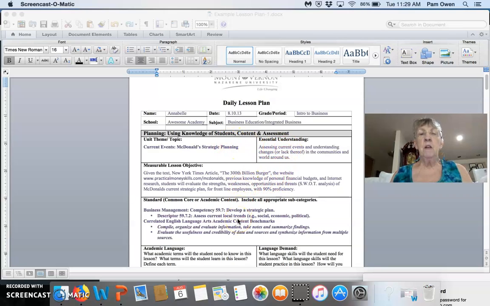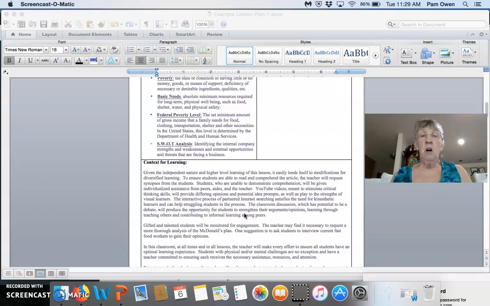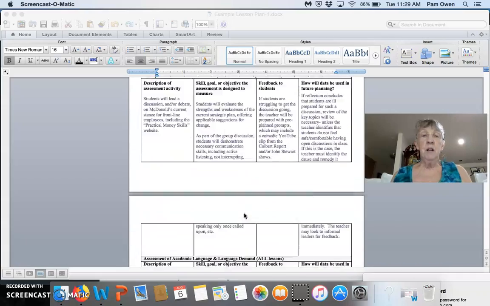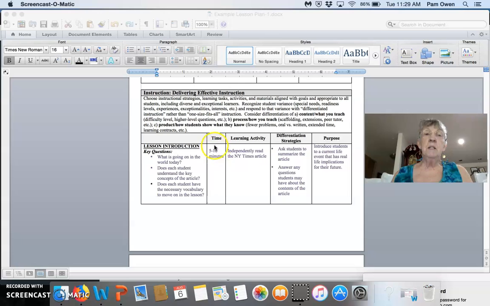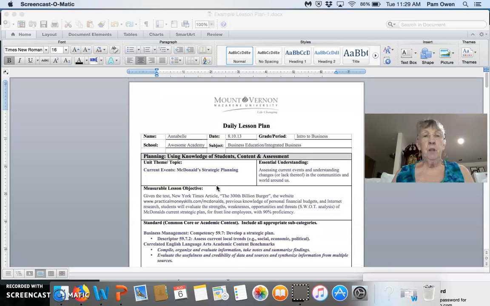This and the standard are the two boxes that you'll be using for this particular lesson. So it's probably going to be, I'm going to guess, since we're at the Awesome Academy and it's an introduction to business, that this might be a block schedule. Maybe it's a couple of hours, although all I have to do is go down and see the time that's being allowed for each activity. So if you do that, then right away I'm going to know how long this lesson's going to be.